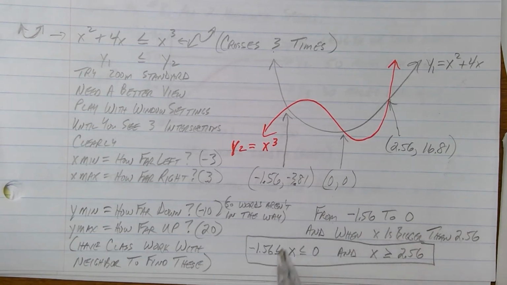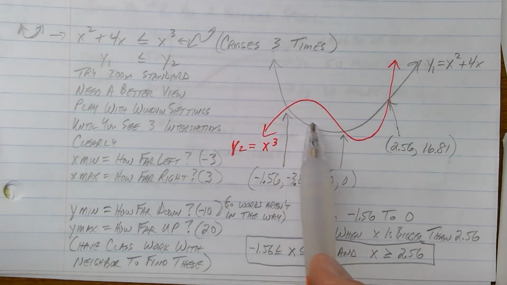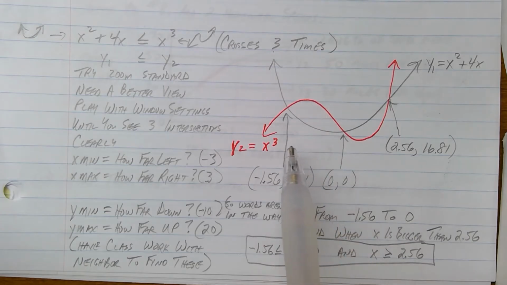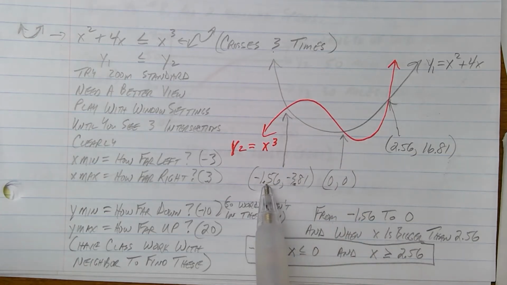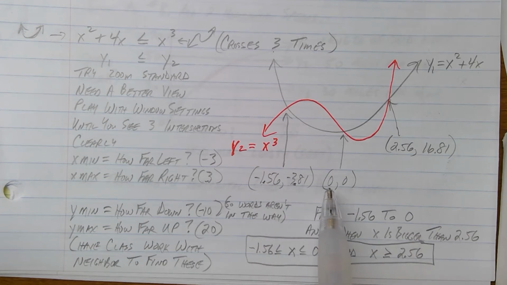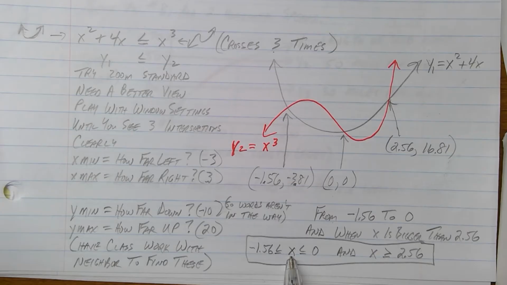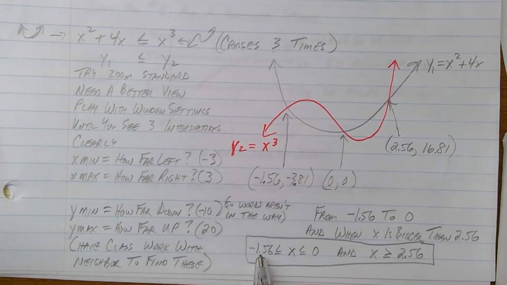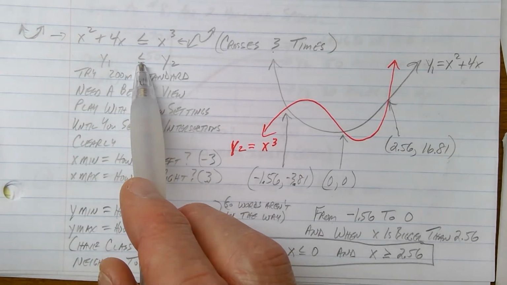Now I can describe these sections. Remember, I wanted this section right here, where y1 is below y2. So that's from this x to that x. That's from -1.56 to 0. That's any x in between those two numbers. So from this to this, any x in between -1.56 and 0, this situation is true.